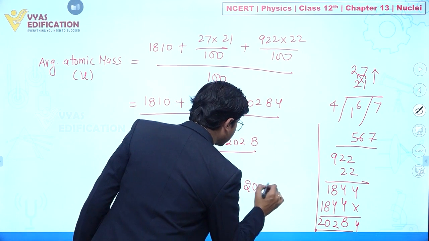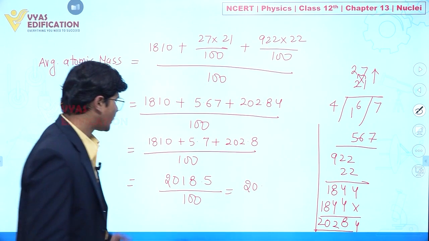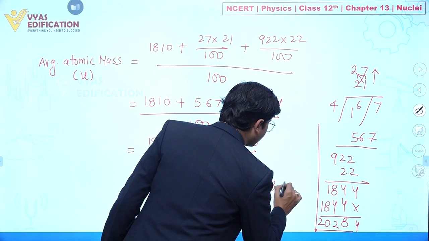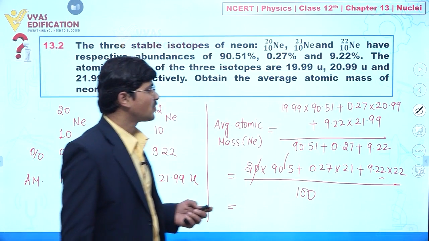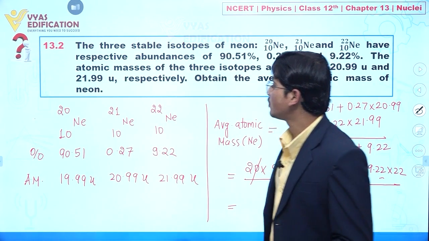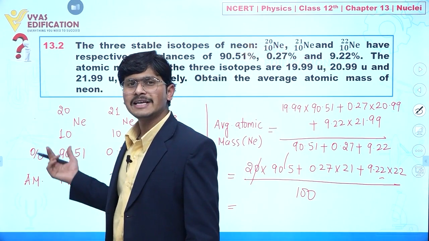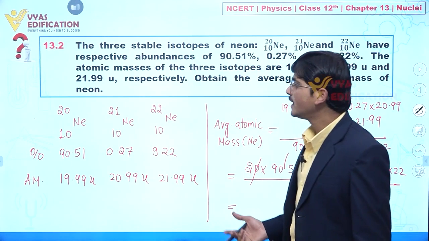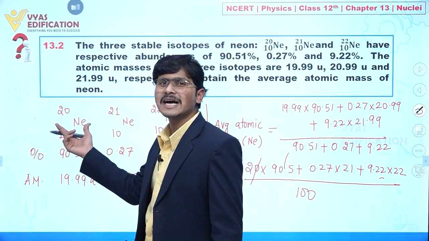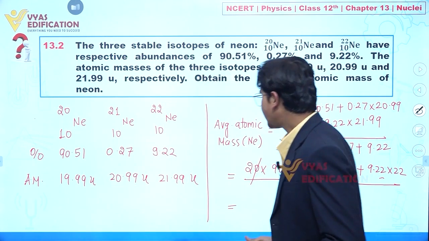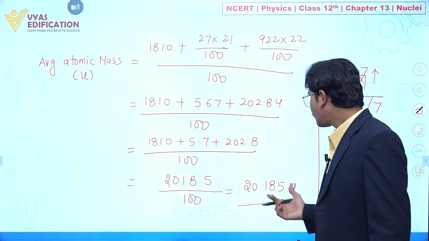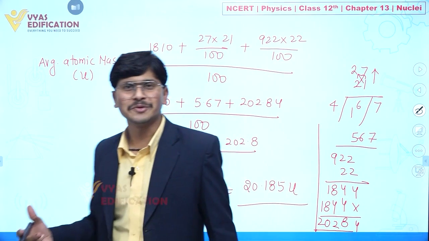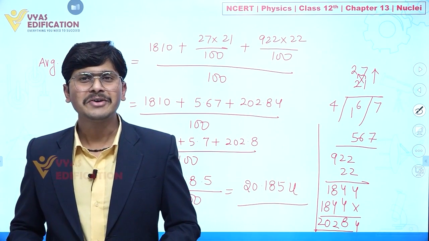So the final answer that I am getting is equal to 20.185 u. Clear? So definitely, as I already told you, because the percentage abundance of this neon-20 is more, you will get a value near about the atomic mass of this isotope. Clear? So the correct answer of this question is that the average atomic mass is 20.185 AMU. Clear everyone? So this is all about this question.